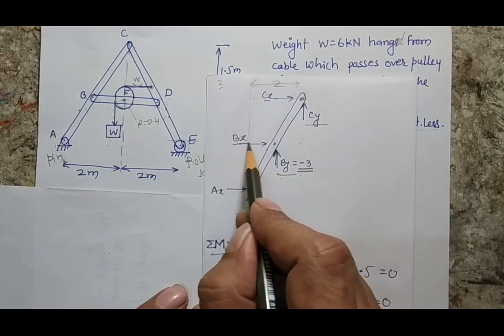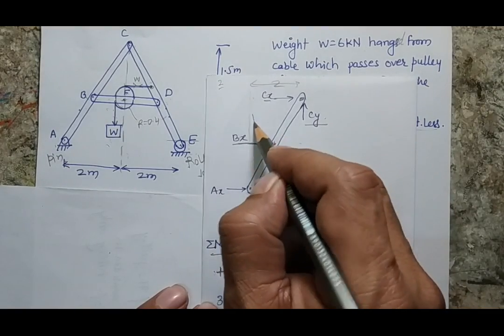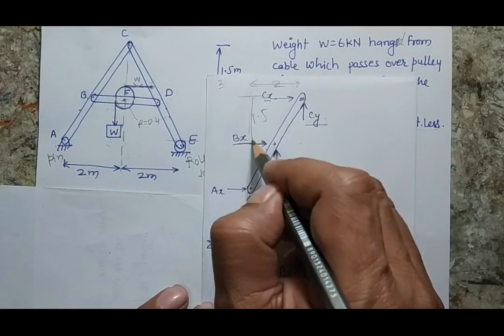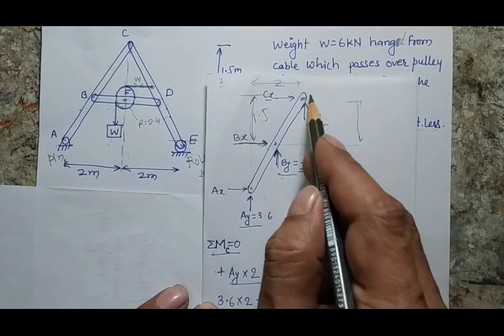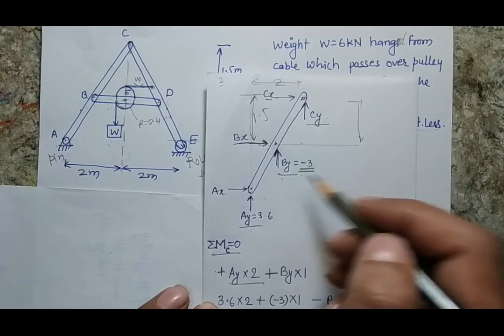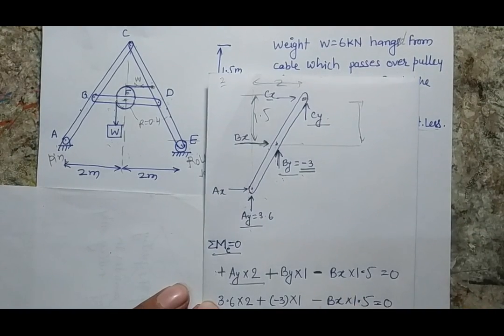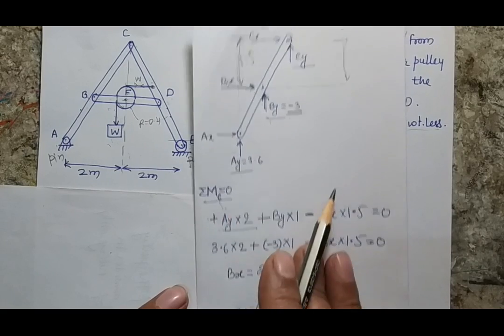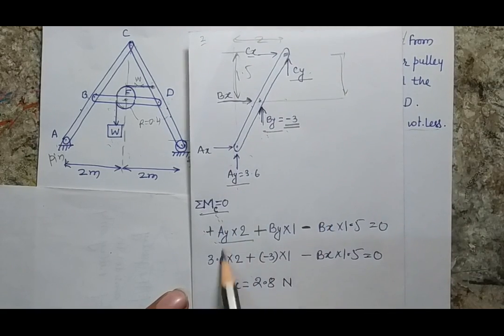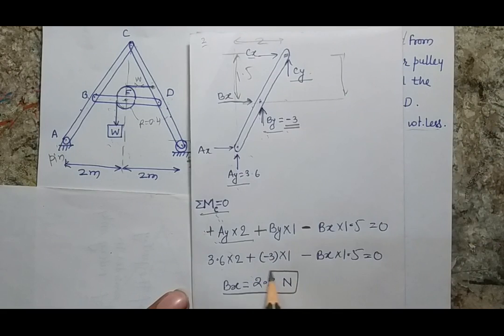Now I have the force BX, which is at a distance of 1.5 from point C. This is the perpendicular distance. So BX into 1.5, and again it has a counterclockwise effect, so the sign will be negative. Now this is my equation of moment balance at point C for this diagram, and when I solve it, I get that BX comes out to 2.8.